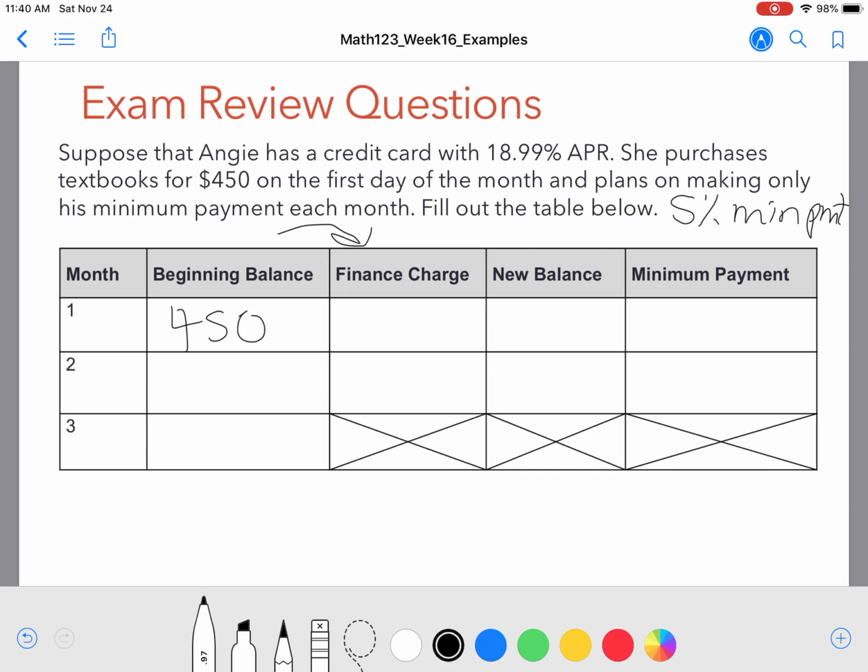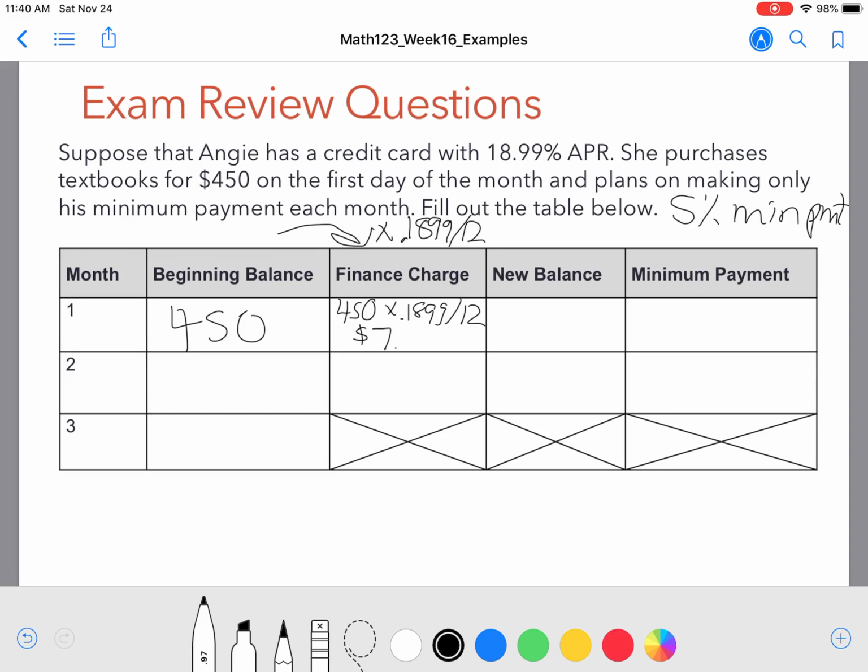And then in order to get the finance charge, we multiply by the APR, which is going to be 0.1899, and we divide by 12. So I'm going to take 450 times 0.1899 and divide by 12. It's a little bit messy. Let's see what we get. 450 times 0.1899 divided by 12. We're always going to round to the nearest penny for this. So I get $7.12 for this one.